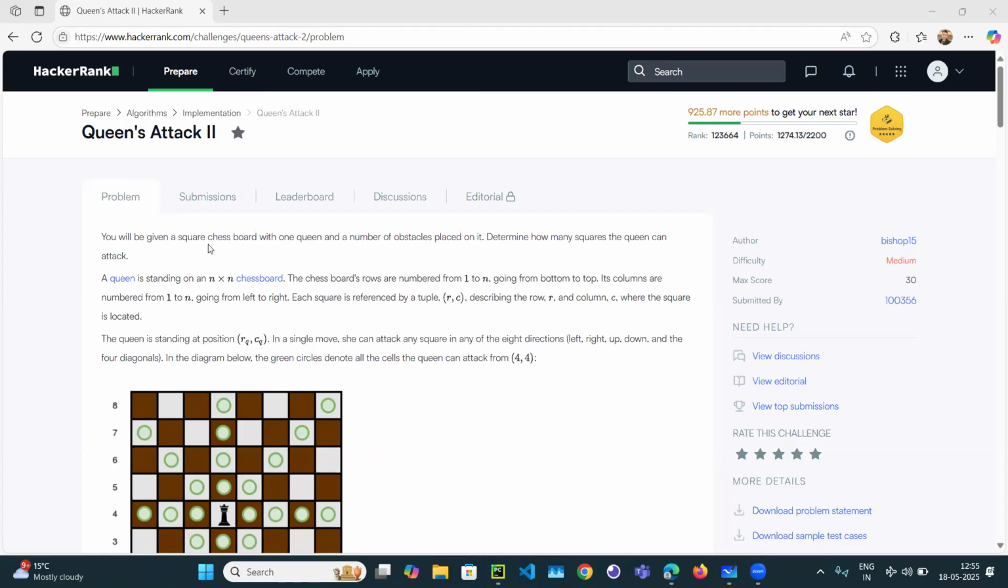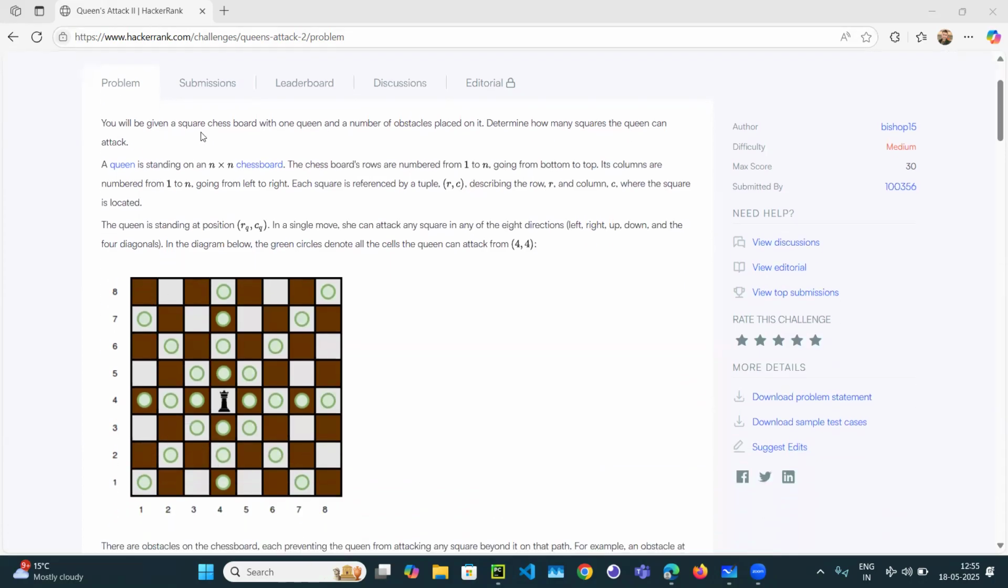You will be given a square chessboard with one queen and a number of obstacles placed on it. Square chessboard means length and width are the same, right? One queen is given at any place, and there could be some obstacles. Determine how many squares the queen can attack. So we need to return an integer, the total number of squares the queen can attack.